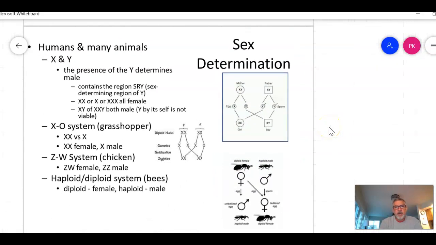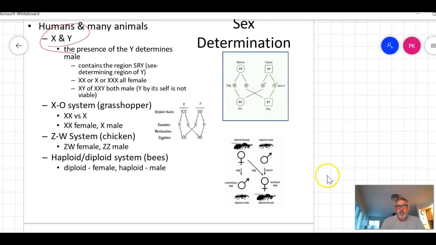Sex determination we already talked about in humans, XY, but different species have different sex determinations. In a grasshopper, it's an XO system. If you have a single X, you're a male, and if you have two X's, you're a female. You have haploid-diploid systems like in bees and ants, so you have different systems.